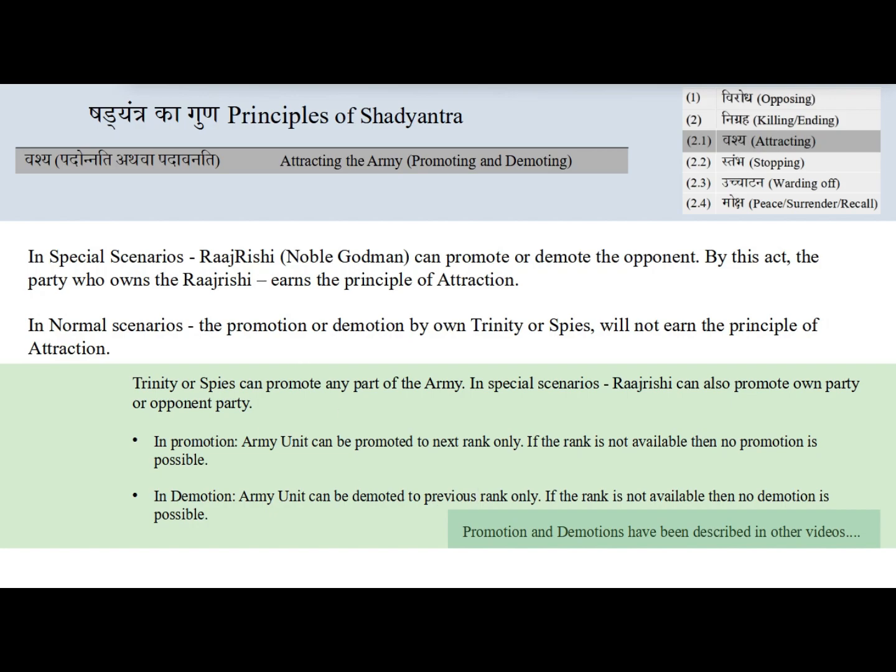In promotion, an army unit can be promoted to the next rank only. And if the rank is not available, then no promotion is possible. Similarly, in demotion, an army unit can be demoted to the previous rank only. If the rank is not available, then no demotion is possible.